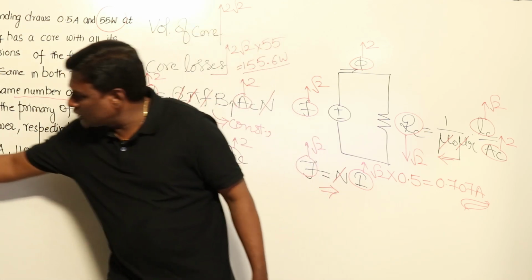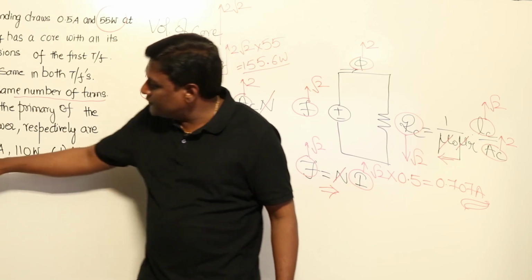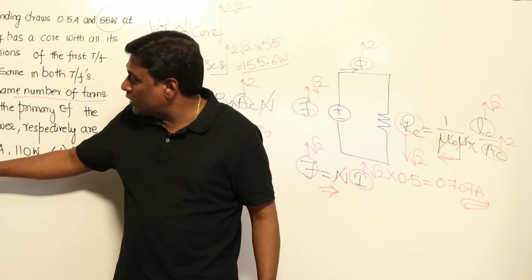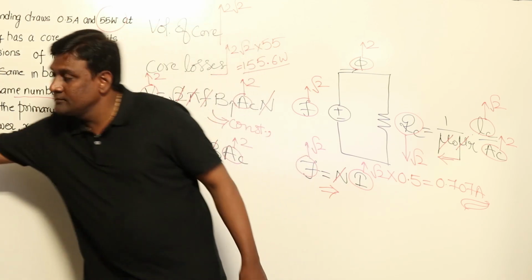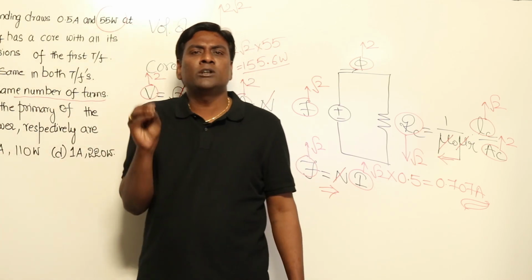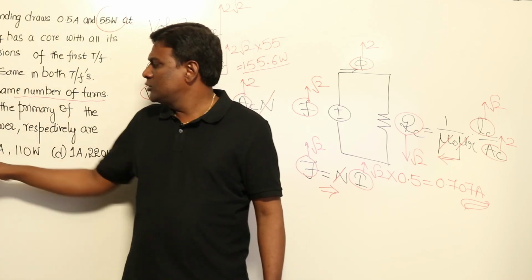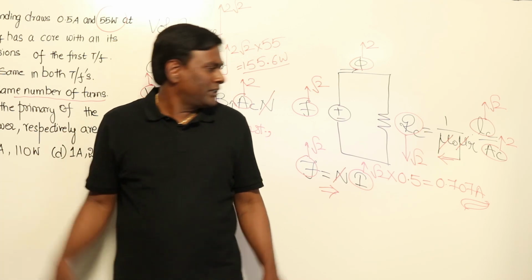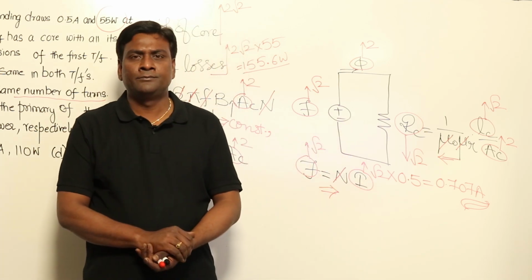Now if you observe the options, 155.6 is given in only one option, C. That means if you can calculate 2 root 2 into 0.5, you are going to get the answer. Anyway, the complete question is answered.